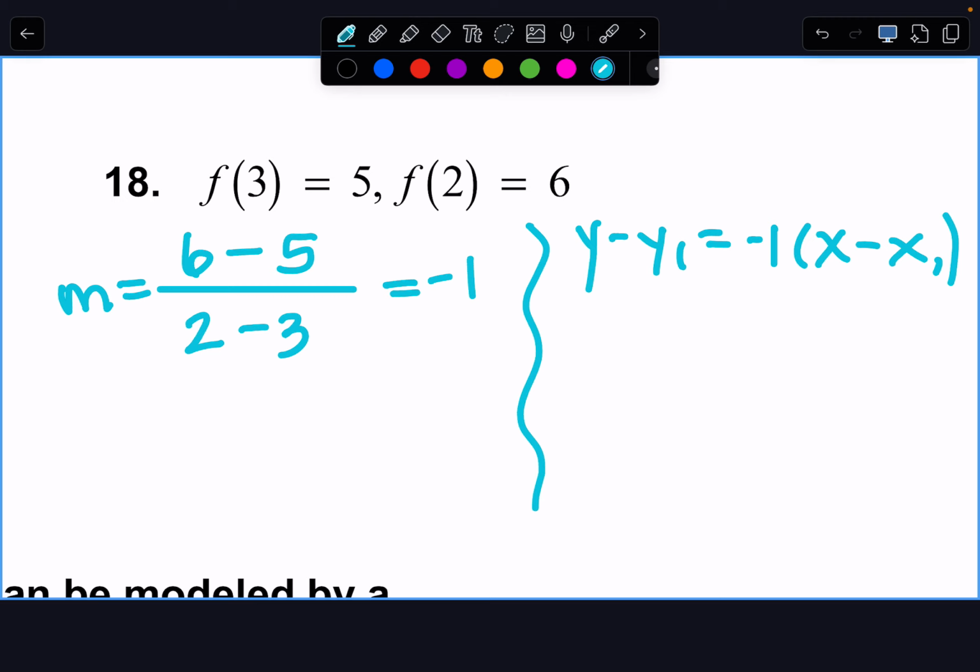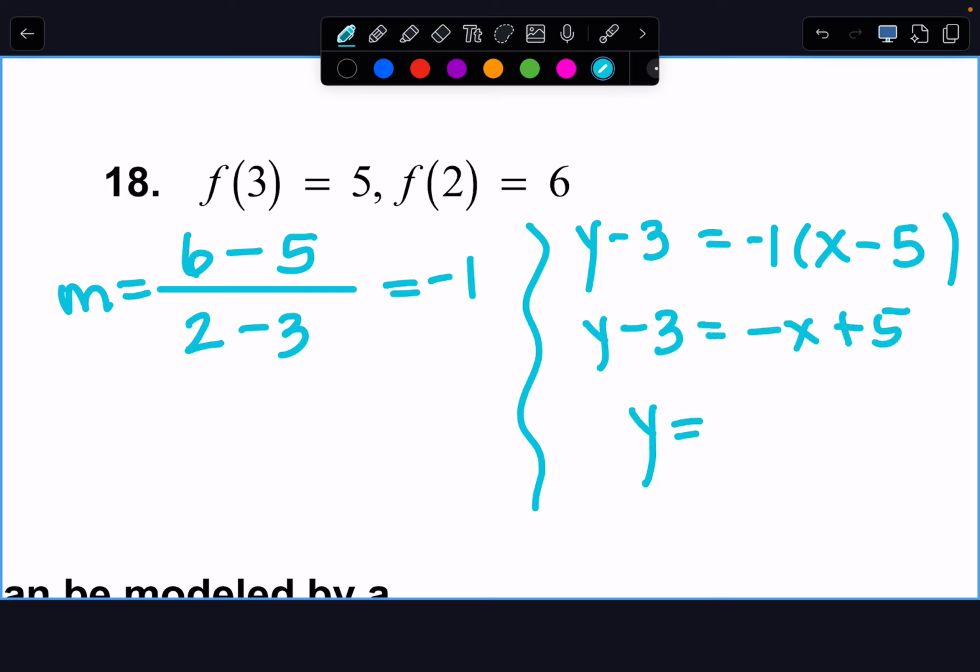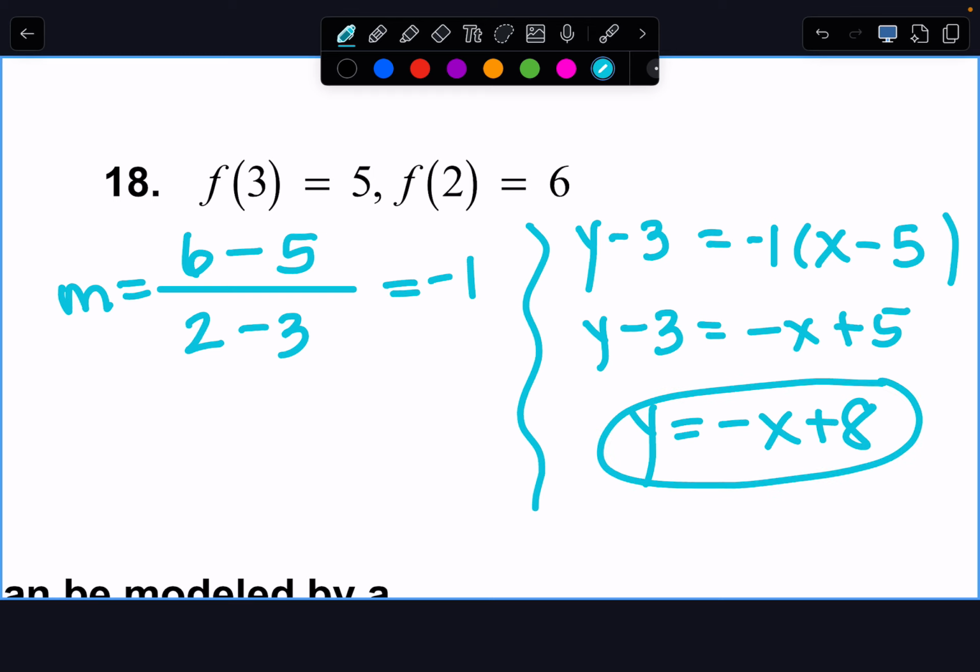Eva, which point did you use? I used 5 and 3. You used 5 and 3. So x minus 5 and y minus 3. So y minus 3 equals -x plus 5. So when you add it over, you have -x plus 8. That matches your answer? Yeah.